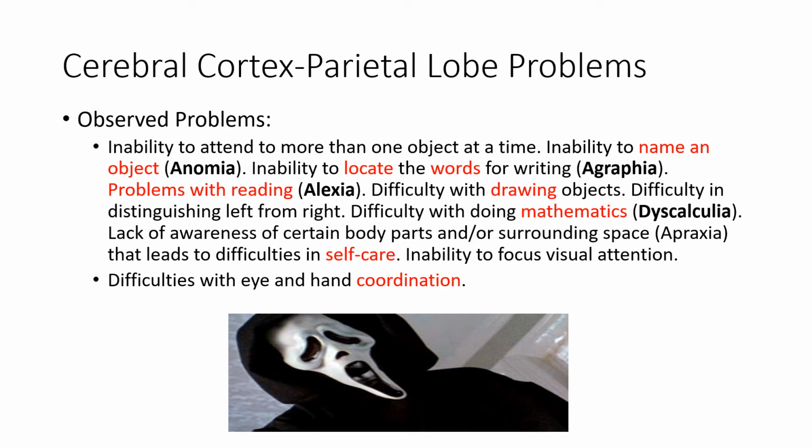You might not be able to find words for writing. You might also have issues reading. So any issues with dyslexia and stuff are going to be located in the parietal lobe. If you have difficulty drawing objects or distinguishing from left to right or difficulty with math, all that is going to be in your parietal lobe. It's that manipulation of objects and numbers.